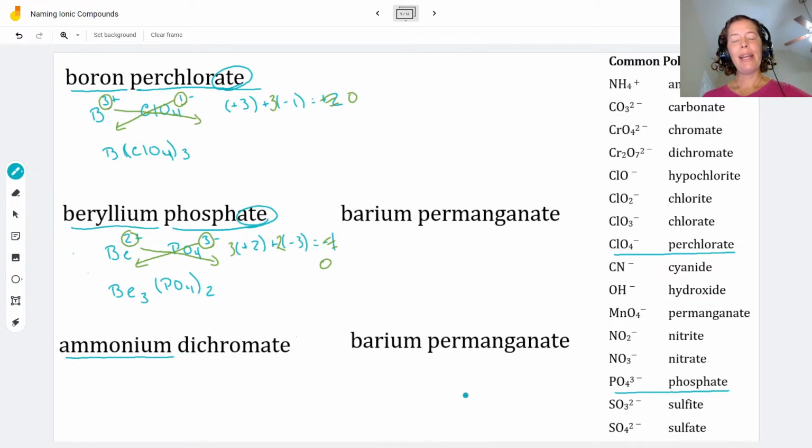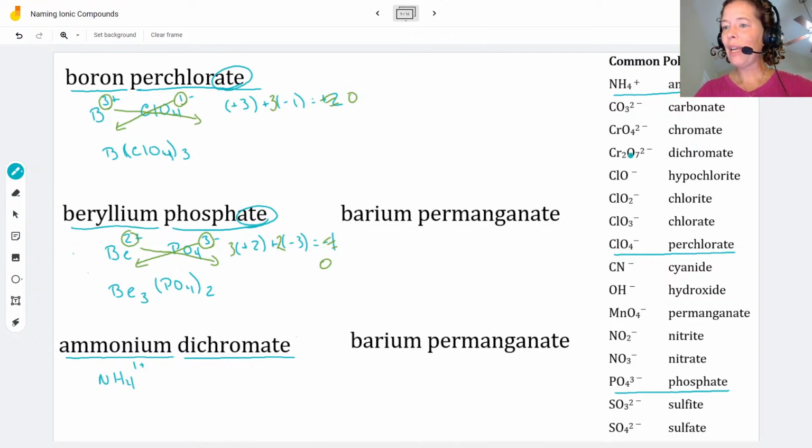Ammonium dichromate. So ammonium, remember that's not an element. That is our polyatomic ion. That is our cation. Okay, so you're not going to find ammonium on the periodic table. We just need to write down what our polyatomic ion is and its charge. So that's NH4 with a charge of +1. Dichromate, that is another polyatomic ion. So in this case, we've got a polyatomic ion for the cation and a polyatomic ion for the anion.